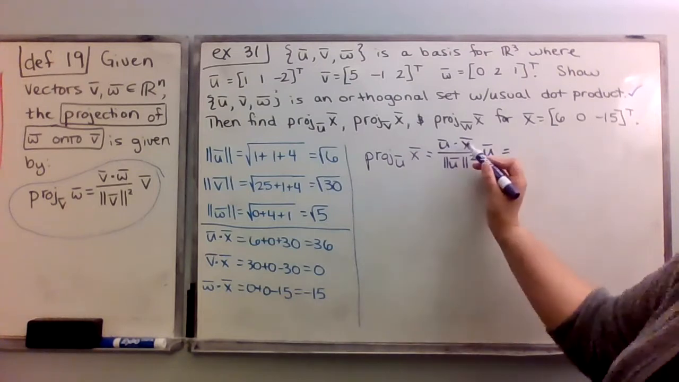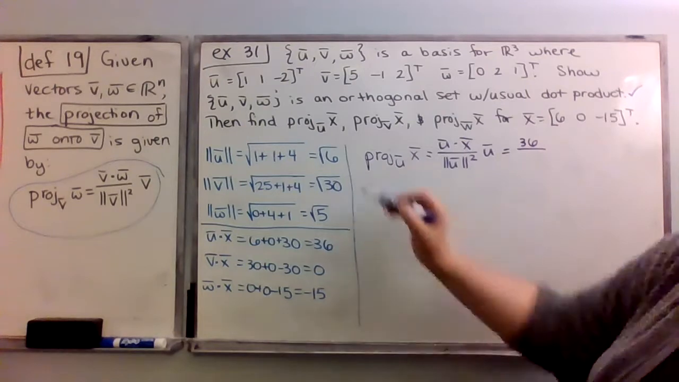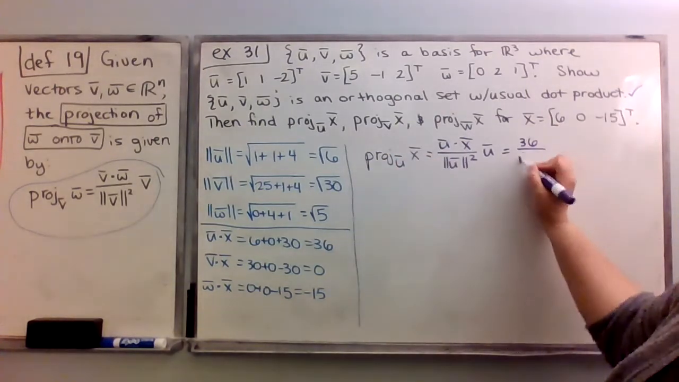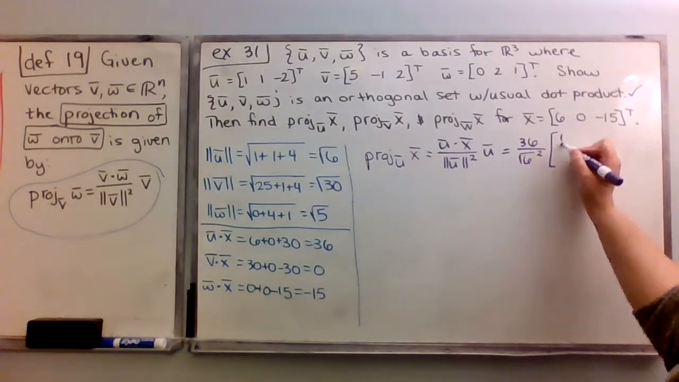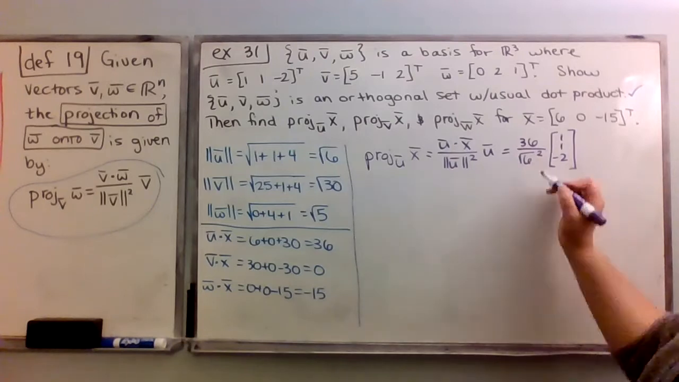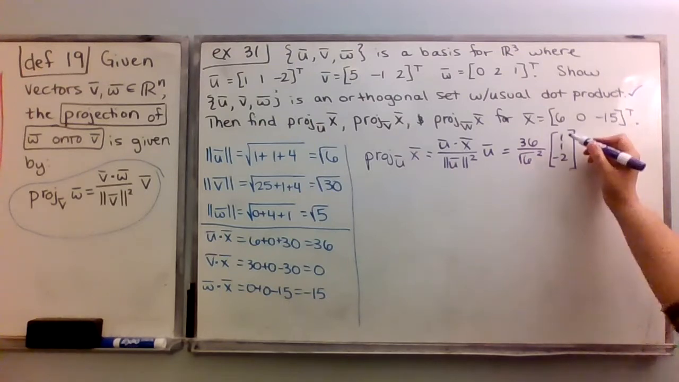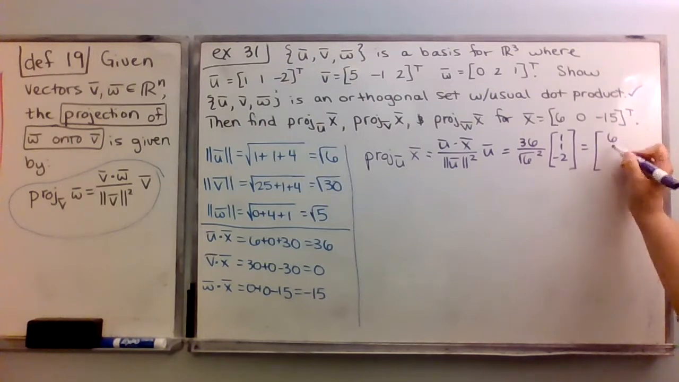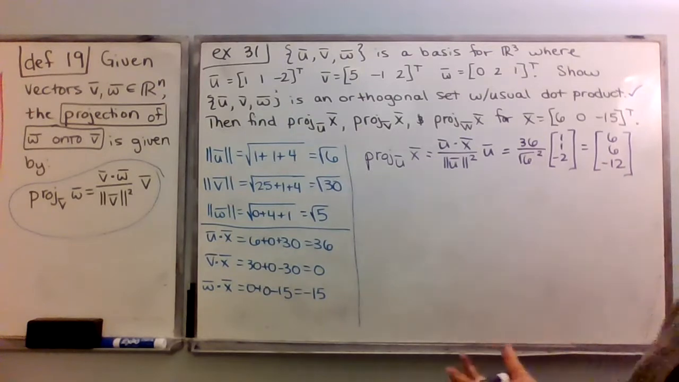So u dot x was 36. The norm of u is root 6, so we're going to have root 6 squared. And u is the vector 1, 1, -2. So root 6, if I square that, I get just 6. And 36 over 6 is 6. So I'm going to multiply each of these coordinates by 6. That's going to give me 6, 6, and -12. So that's our first projection.